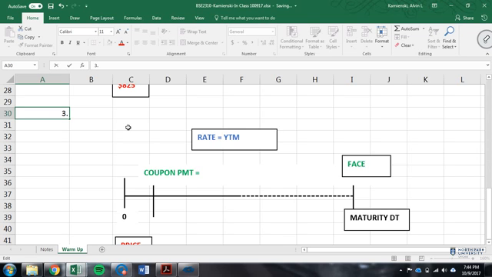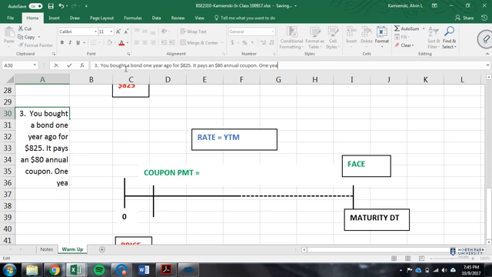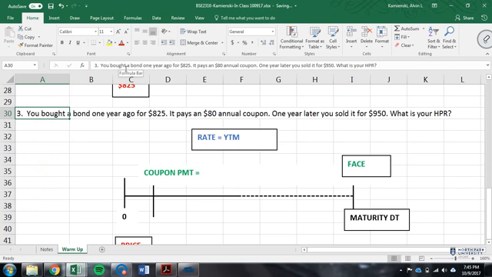But a lot of the world speaks to that, so we'll speak of that in terms of holding period returns. So a holding period return problem would look something like this. You bought a bond 1 year ago for $825. It pays an $80 annual coupon. 1 year later, you sold it for $950. What is your holding period return? Also abbreviated by HPR.